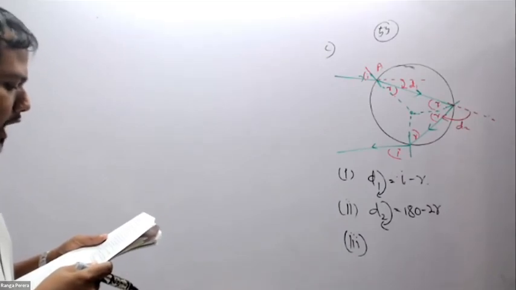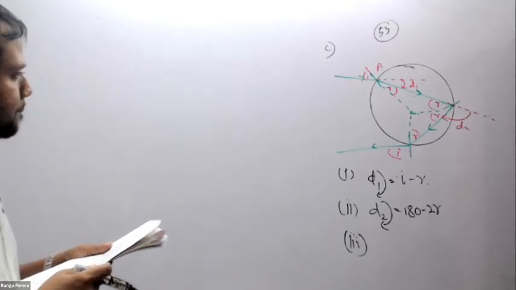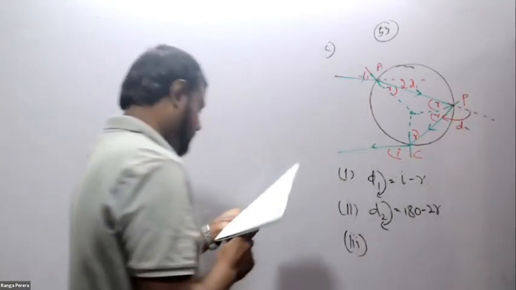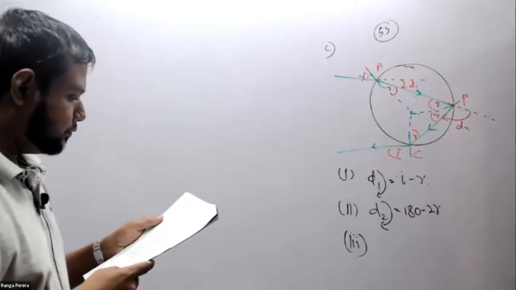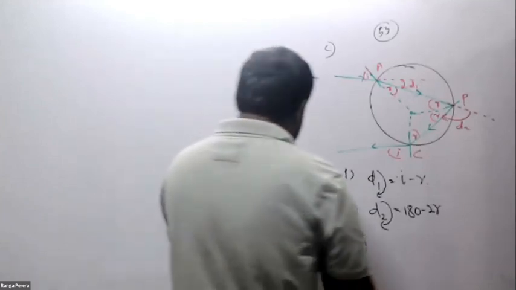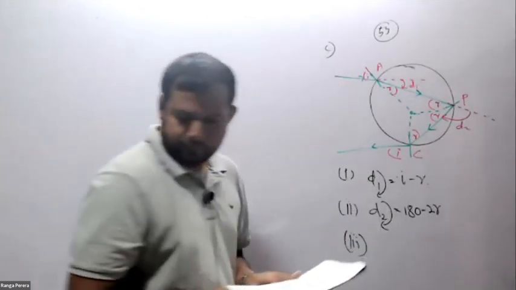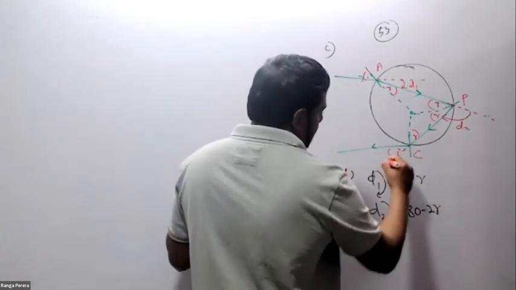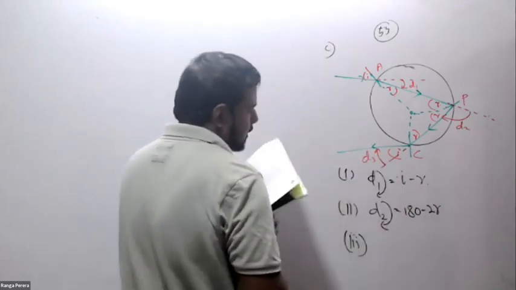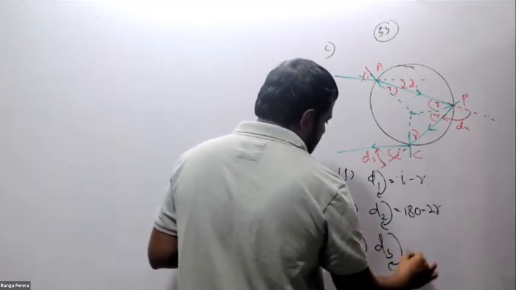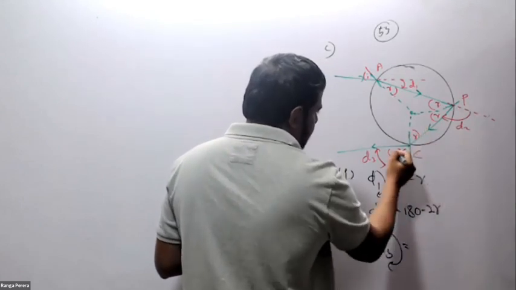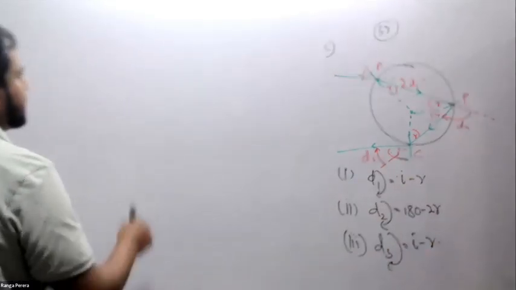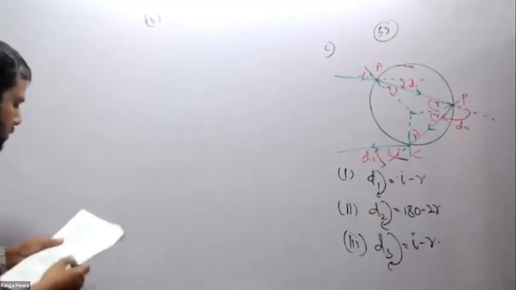Write down an expression for the angle of deviation of the ray PC due to the refraction at C in terms of I and R. It is taken at this point. It is D3. This angle is R. The total angle is I minus R. D3 equals I minus R. Number 4.